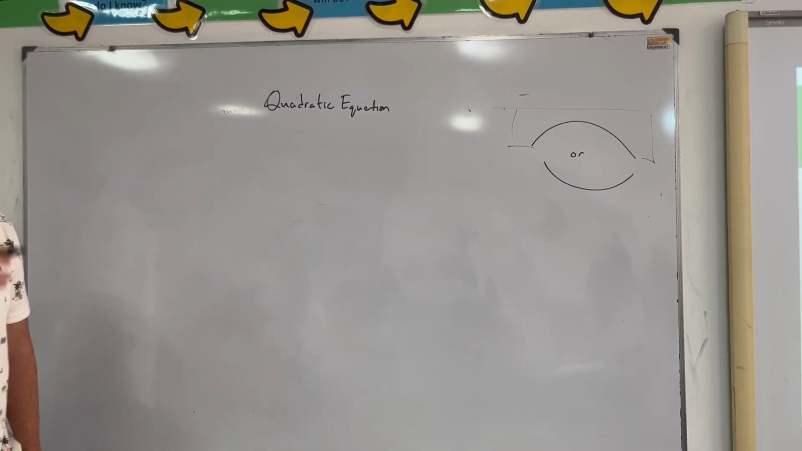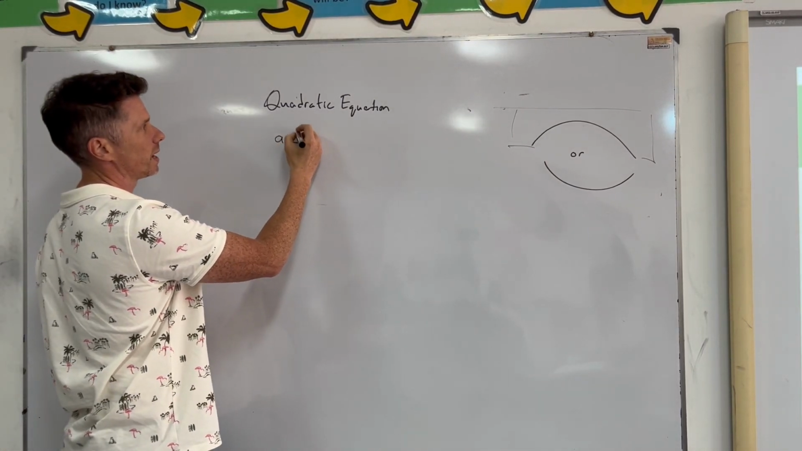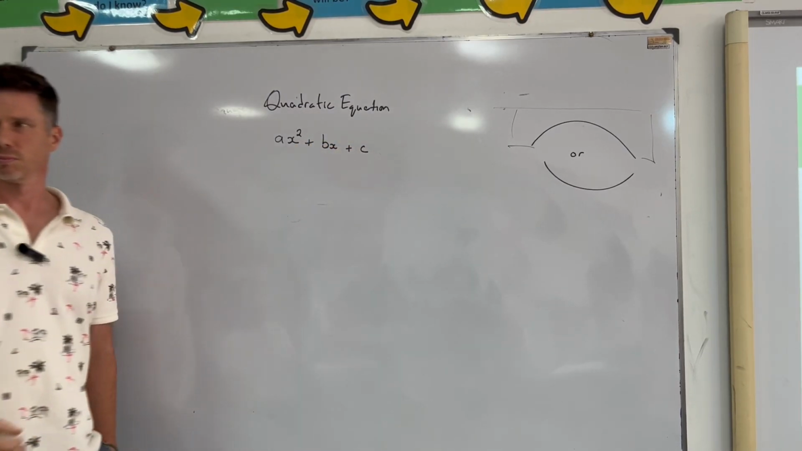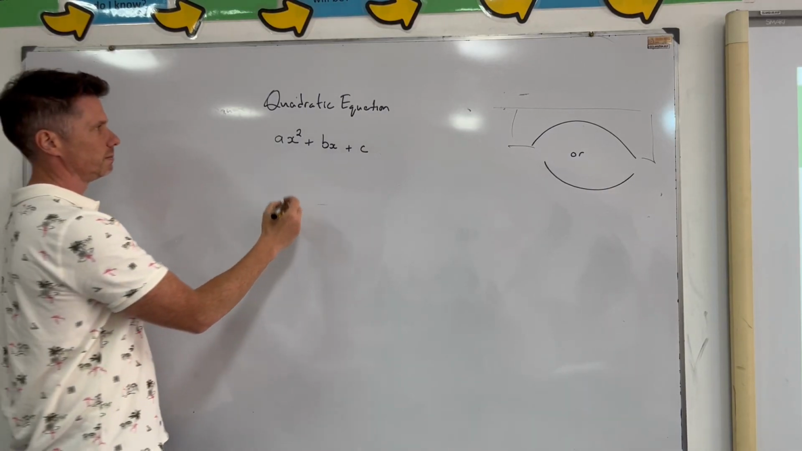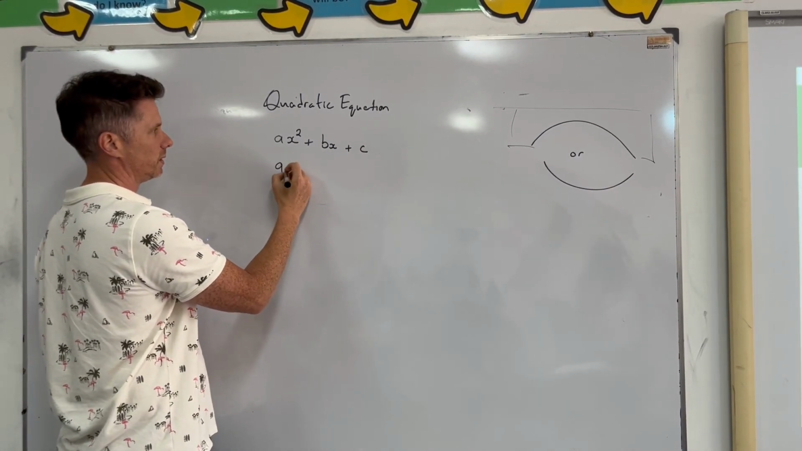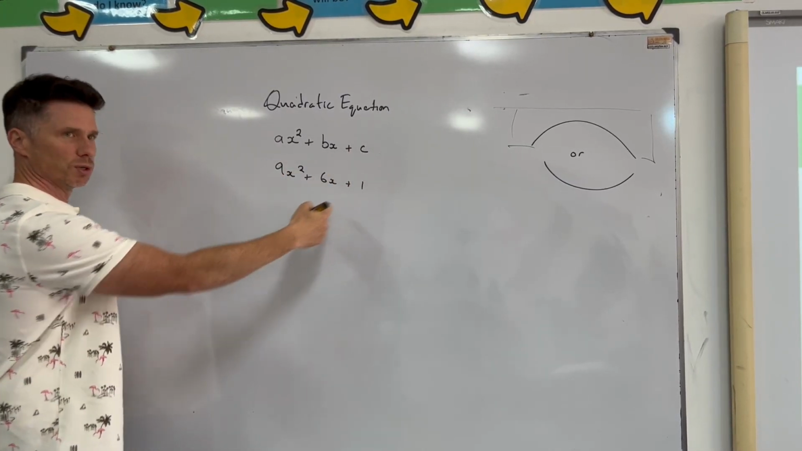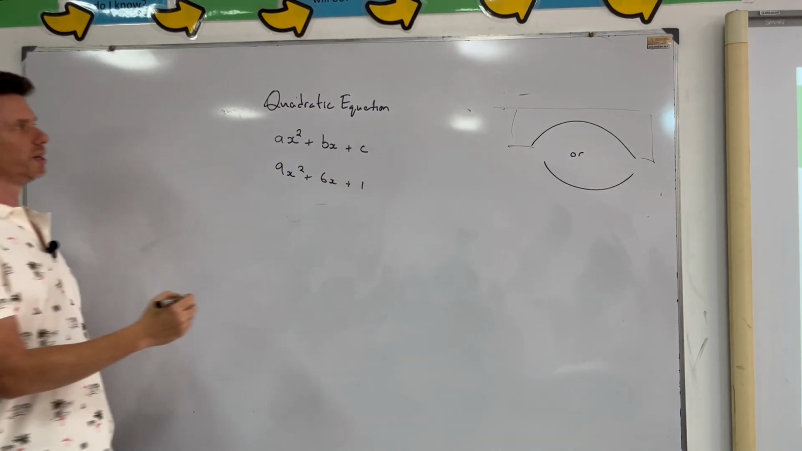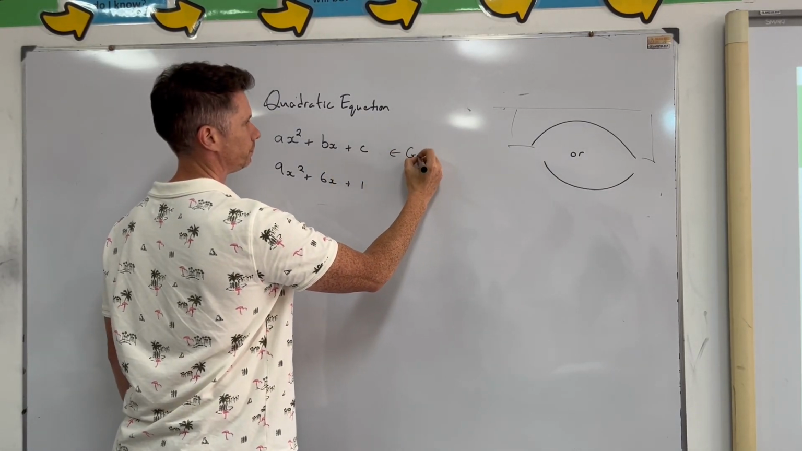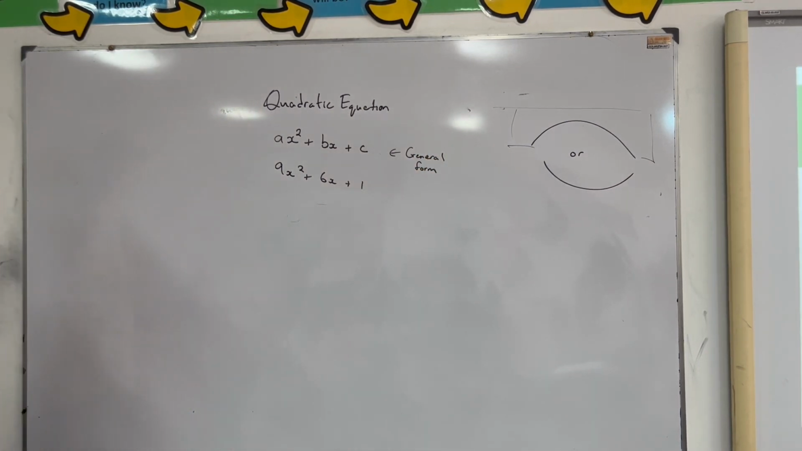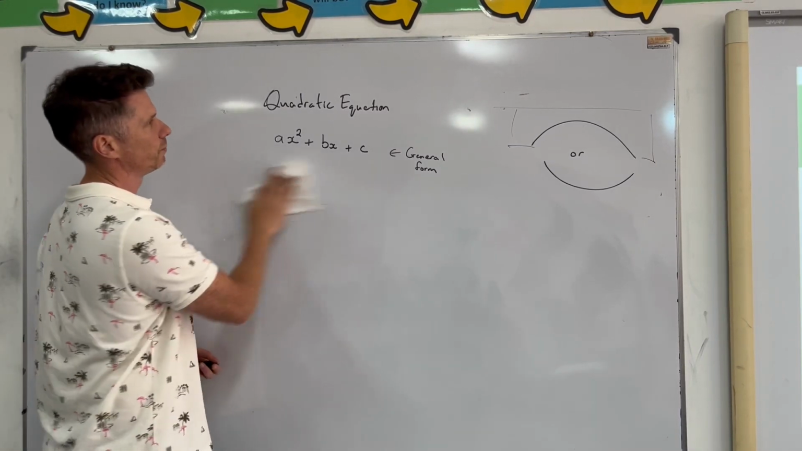And it always has this format. It's the something x squared plus something x plus a number c. It's always in that way. For instance, you could see, you've just been looking at some like 9x squared plus 6x plus 1. That's an example. So a, b, and c are just numbers. We just don't know. So this is called the general form. Perhaps you came across this in year 9. Maybe, maybe not. Okay, so that's the general form of a quadratic equation.